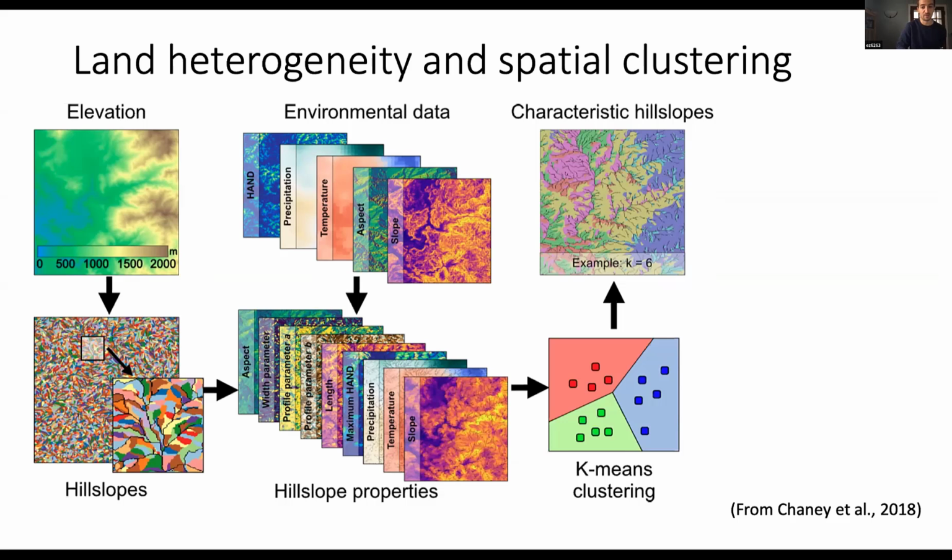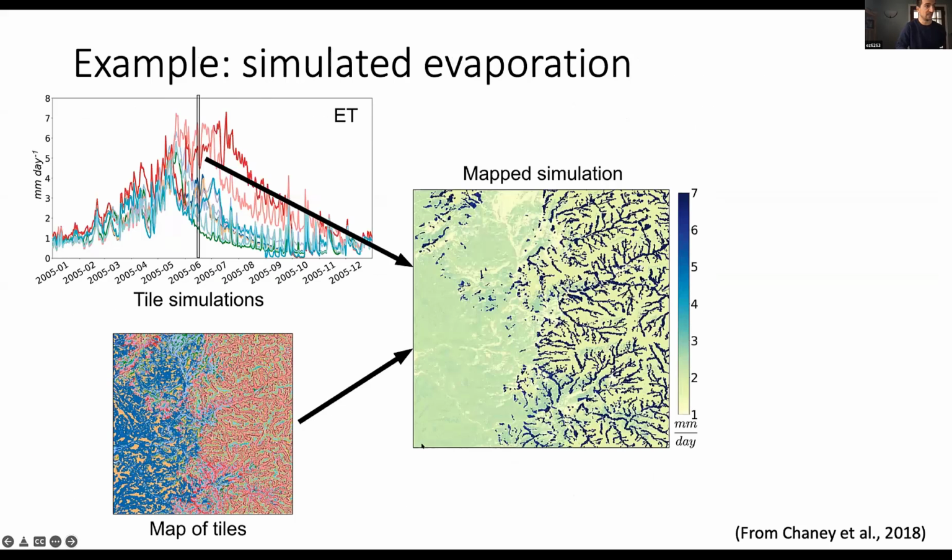This is actually very powerful because we can take a traditional grid cell of a climate model. And if we do this clustering, we can actually solve all the physics happening within the grid cell for each cluster, and then map the results in space. For example, here I'm just showing an example of a simulation in which we study evaporation. And we can see that by doing this clustering, we can use a traditional climate model and actually map the results back in space.